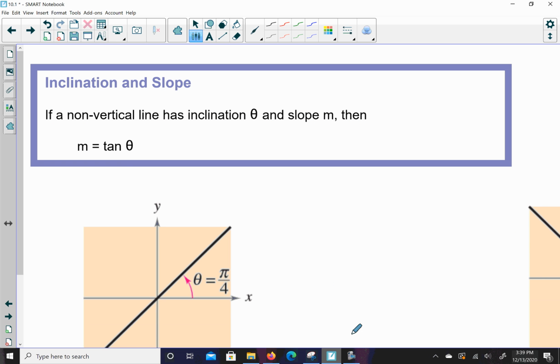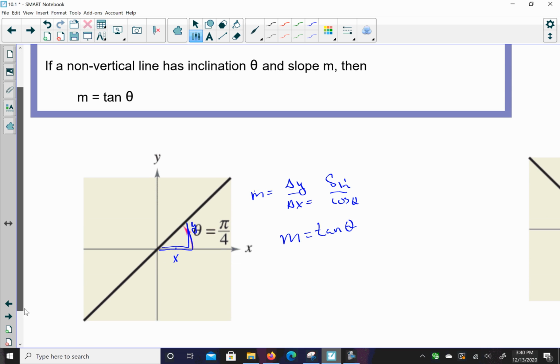To find the slope of this angle, going back to trig, we know the slope of a line is going to be the rise over run. This is my y, this is my x. So my slope is going to be the change in y over the change in x, also sine over cosine, and that's why we're just going to say that the slope of this line is equal to the tangent of theta.